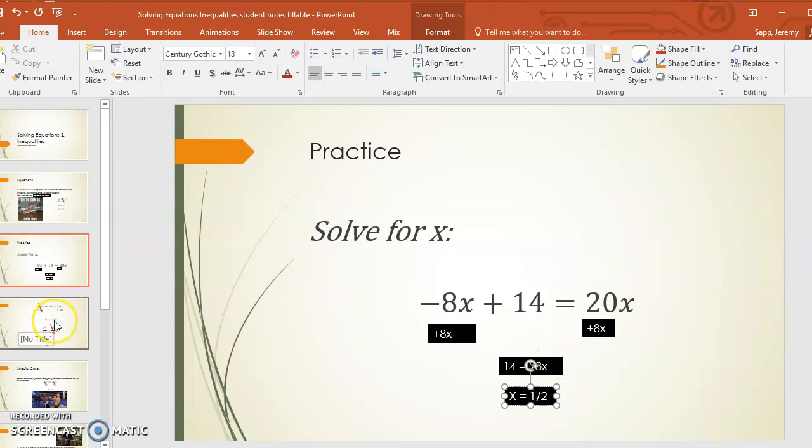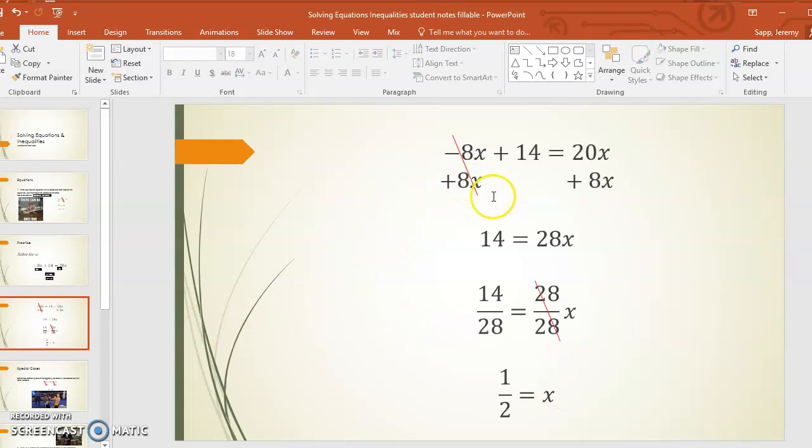So there's your answer. Let's see how we did. Okay, so here I am. I've got a negative 8x. I'm going to move it, so I'm going to add 8x to both sides. I get 14 equals 28x. The last step is to divide by 28, divide by the coefficient, or what is with the x. So I'm dividing by 28 on both sides, and I get x equals 1/2.